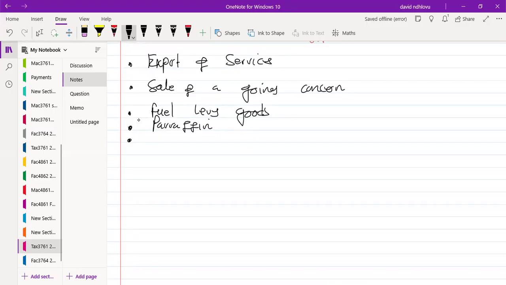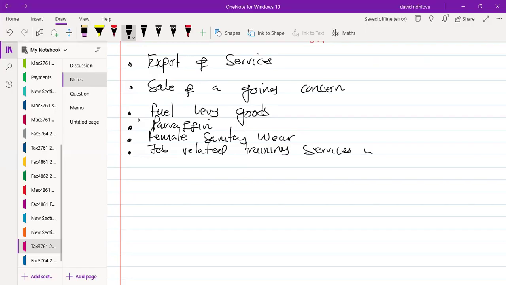We have fuel levy, we have got paraffin, right? We have female sanitary wear. Right, female sanitary wear. I think the spelling should be that. Right, it's 0 rated. Right, job related training. Right, job related training services, which benefit the employer.